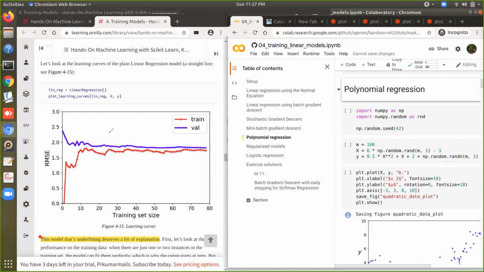So here you can see the RMSE value is quite high. The red curve is for the training data. So for the training data itself, the RMSE value is quite high. That means this model is not being able to predict well on the training data in the first place. This is what we call underfitting.